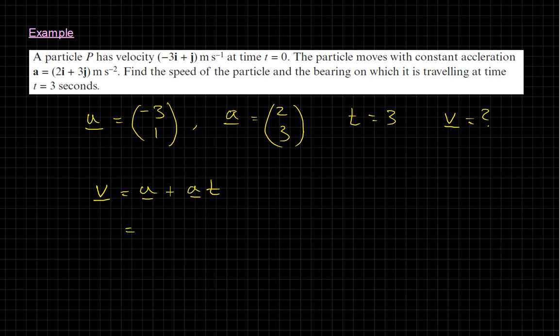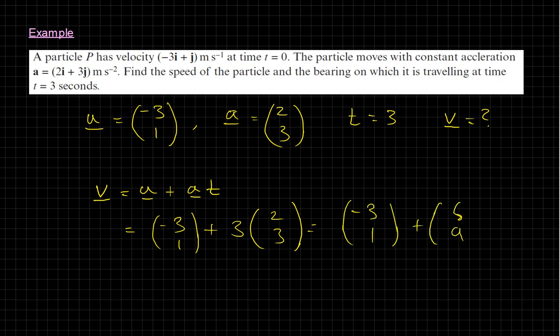This is equal to (-3, 1) plus t, which is 3 times (2, 3), equals, that should be a 6, and that's equal to (3, 10). Should be (3, 10). Got that right? Great, so that is the velocity, v.